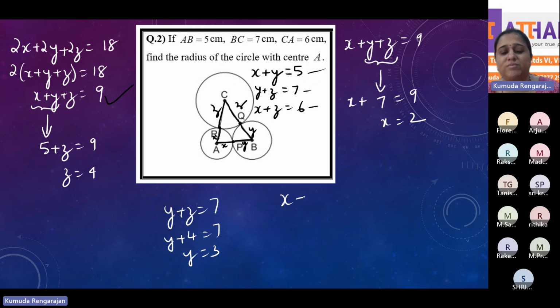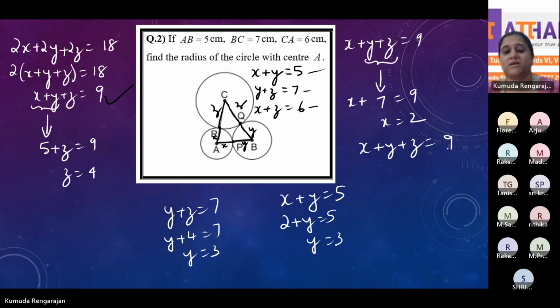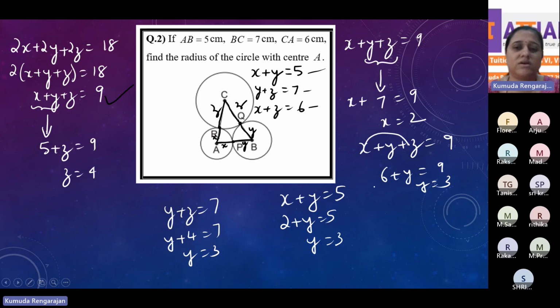Or you can also use x plus y is equal to 5. But what is x? 2. 2 plus y is equal to 5. So y is equal to 3. Or you can take up the equation x plus y plus z is equal to 9. But what is x plus z? 6. So 6 plus y is equal to 9. Y is equal to 3. So you can substitute in different equations and find the values of x, y, and z. There is nothing like you have to substitute it in one particular way.